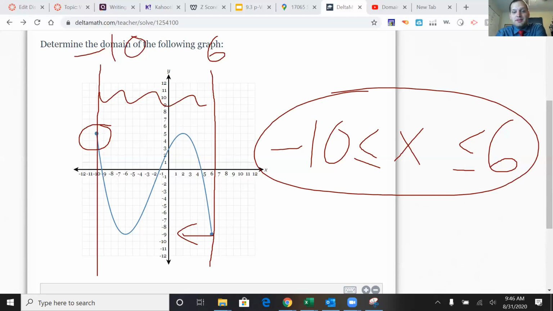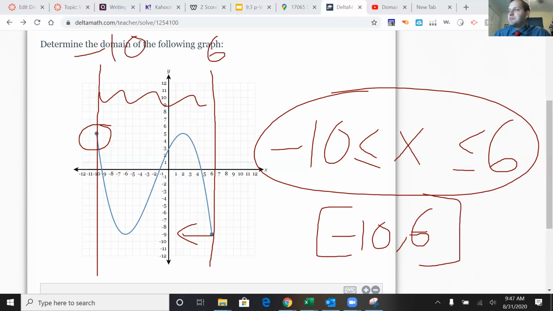Another way you might write this could just be -10, 6, with brackets on it. Both ways are correct. There's not one way that's more right than another. They're just different ways of writing it. Use brackets when they are solid points, when they can equal it. Otherwise, we would use parentheses.